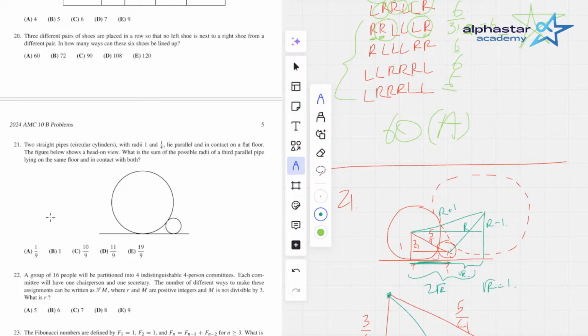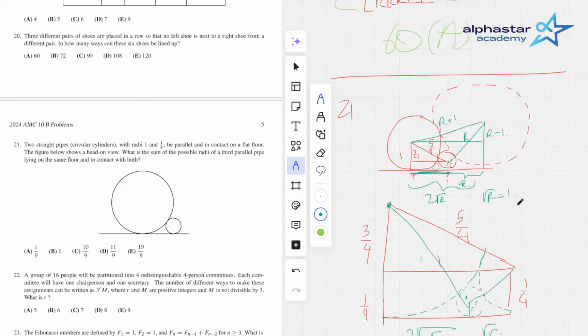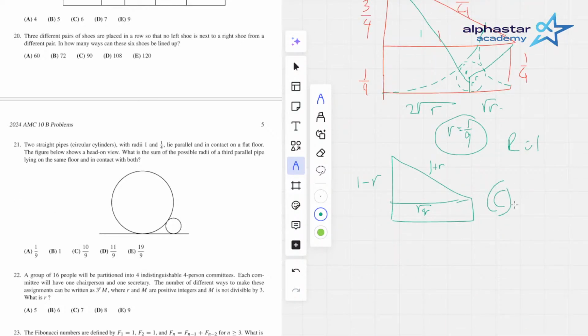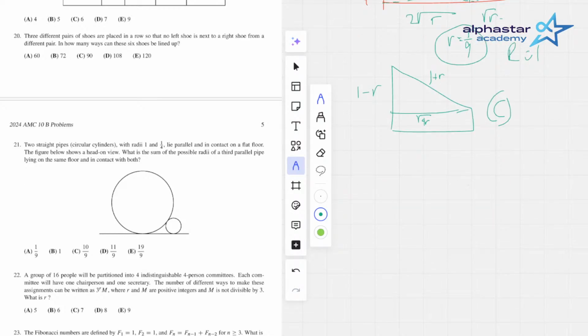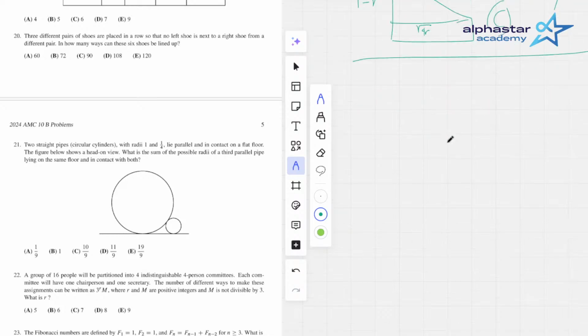The other answer choices are scaring me, but I think the answer is just C. Because what if there's another possible pipe of... I'm not convinced again, because there could be multiple. Like, a parallel pipe means that... Okay, yeah, we'll come back again.